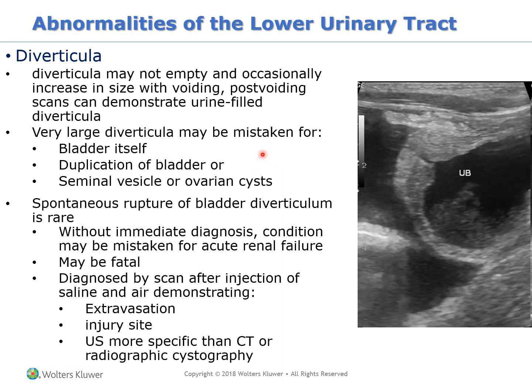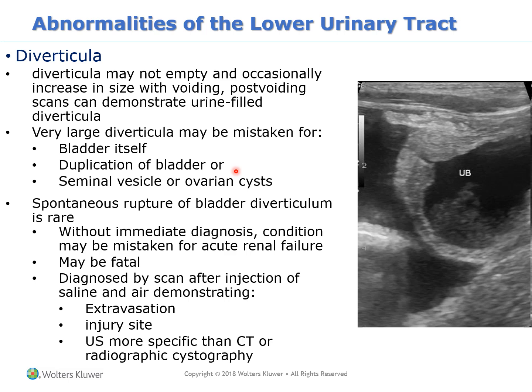It can also be confused with a duplicated bladder, because sometimes the two bladders will communicate with one another. So that's going to be a difficult differential diagnosis to see: is it a duplicated bladder or is it truly a diverticulum? We can also notice seminal vesicle or ovarian cysts that are associated with these diverticula, or we can even see the diverticula and assume that they're an ovarian cyst or a seminal vesicle cyst.